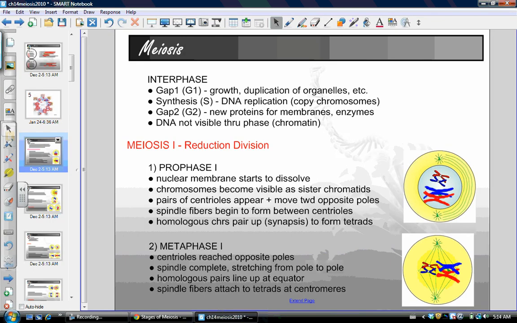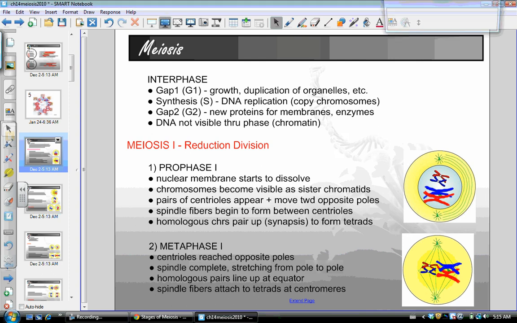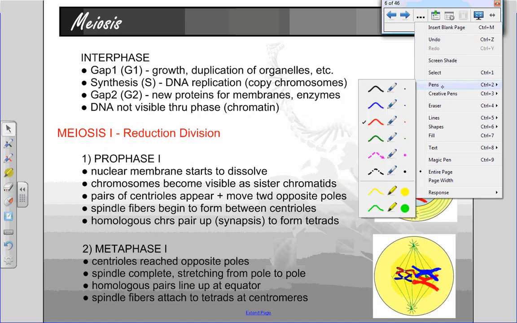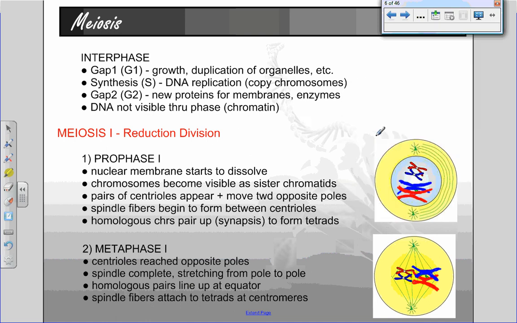Okay, so we're going to take a closer look at each stage. If you remember, interphase is pretty much the same as what we saw during mitosis. I'm just going to make this bigger, and I'll get a pen. Okay, so if you look at what happens during interphase, it's the same as what happens during interphase before mitosis.